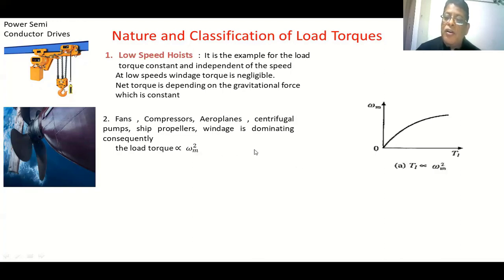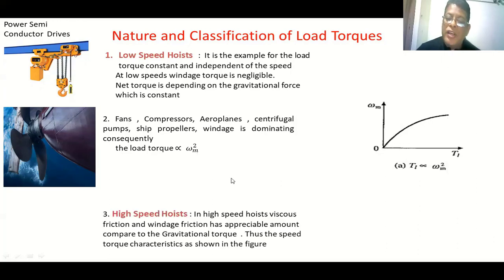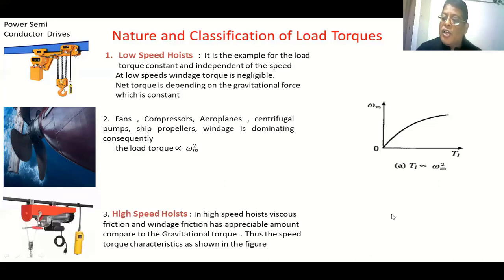So if we represent the graph between the load torque and speed, this is the profile of the graph. It is representing a parabola. In the high speed hoist, viscous friction and windage friction have an appreciable amount compared to the gravitational torque. Thus, the speed torque characteristics are shown in the figure. This is the profile of the load torque. The load torque characteristic is a curve drawn between the torque and the speed. So this is the figure in which we can observe the high speed hoist.